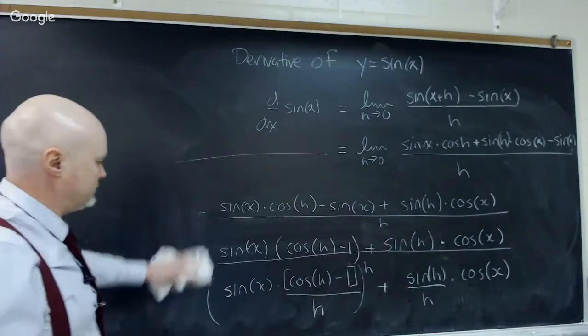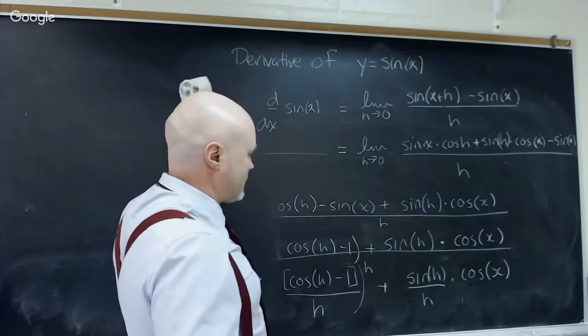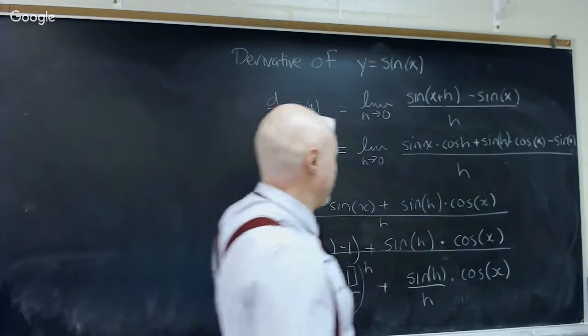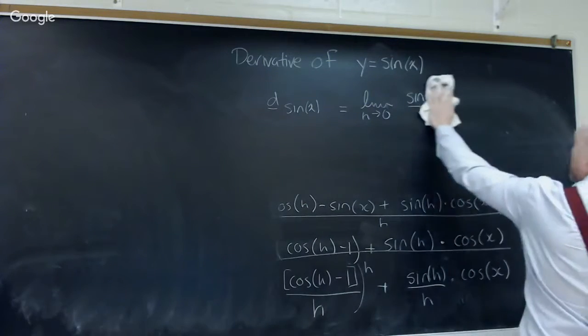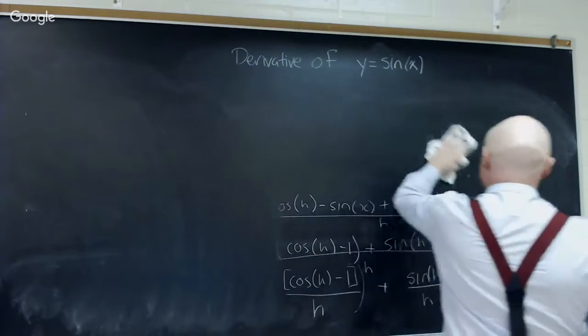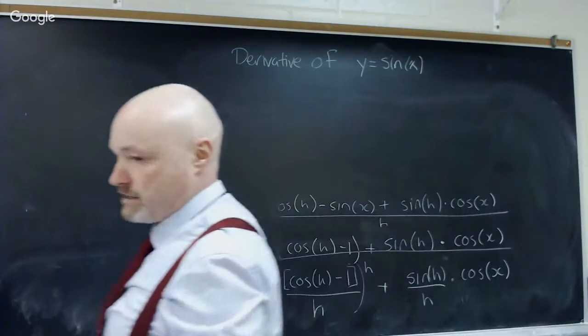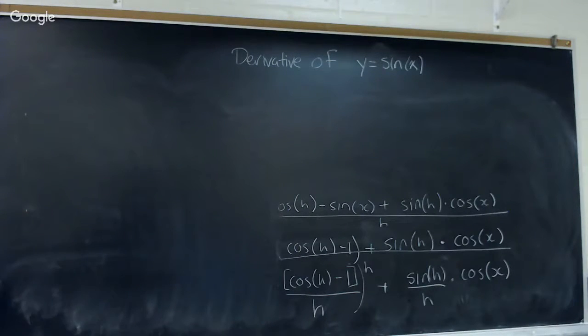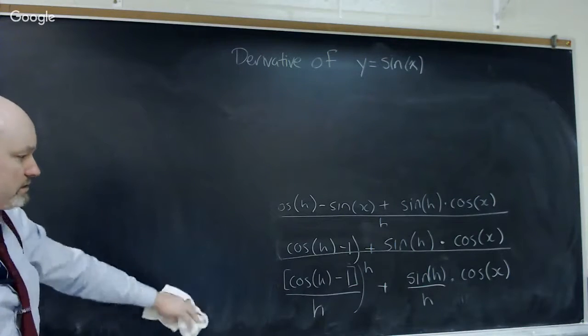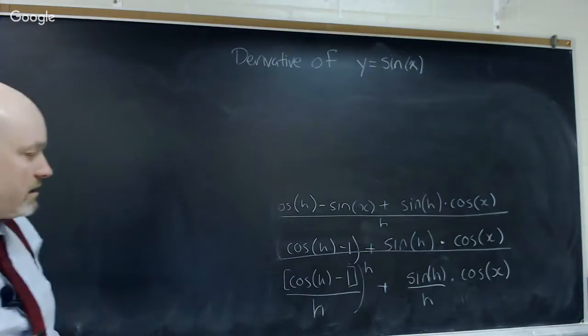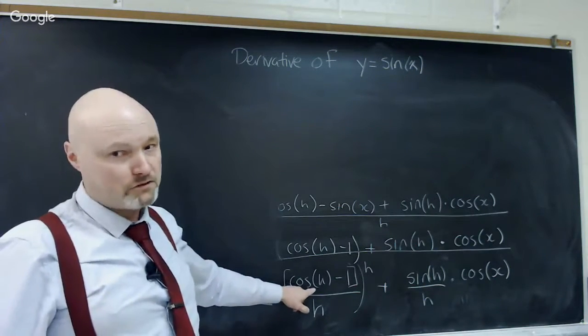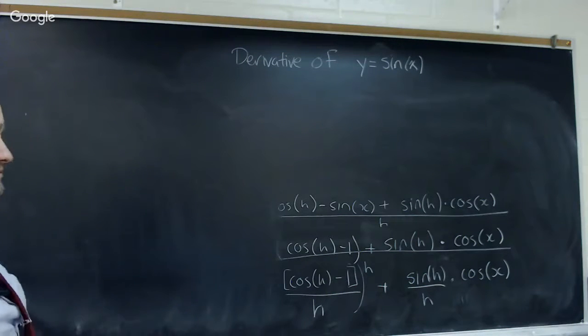All right. Oh, I'm just erasing stuff willy-nilly here. So sorry, I wrote that cosine h minus 1 over h limit incorrectly. I should have known, because cosine of something close to 0 is pretty darn close to 1.